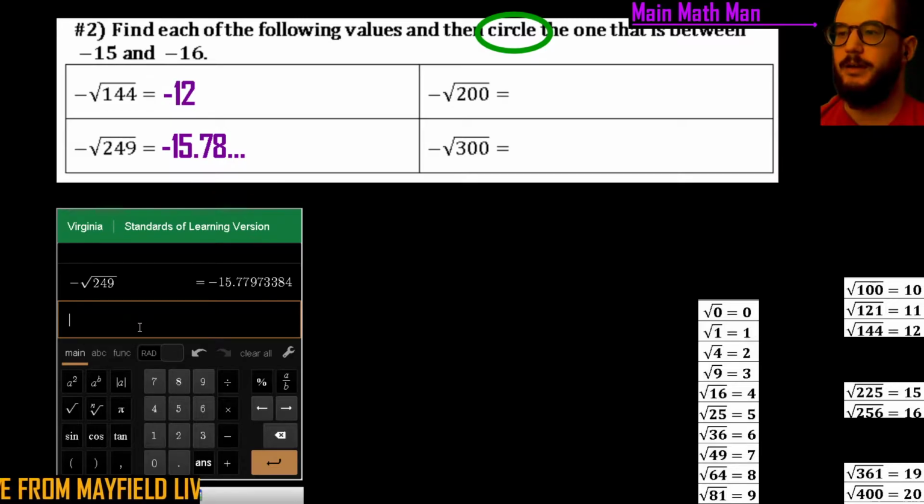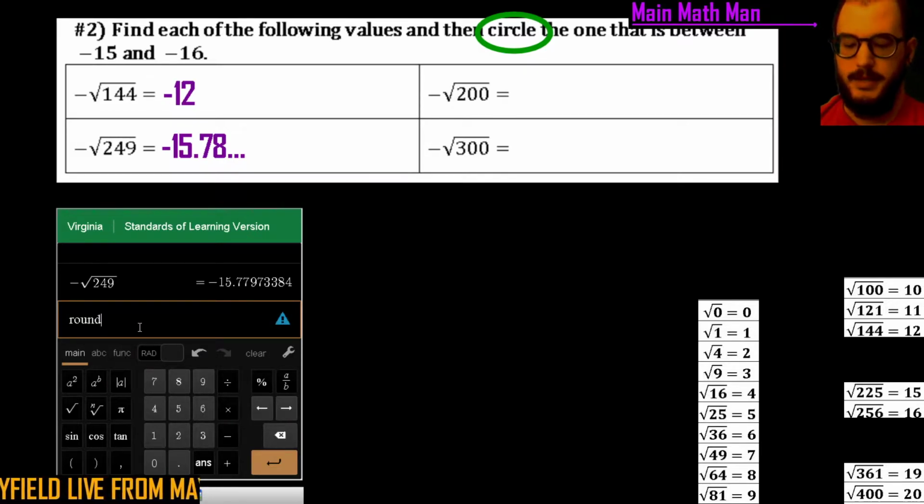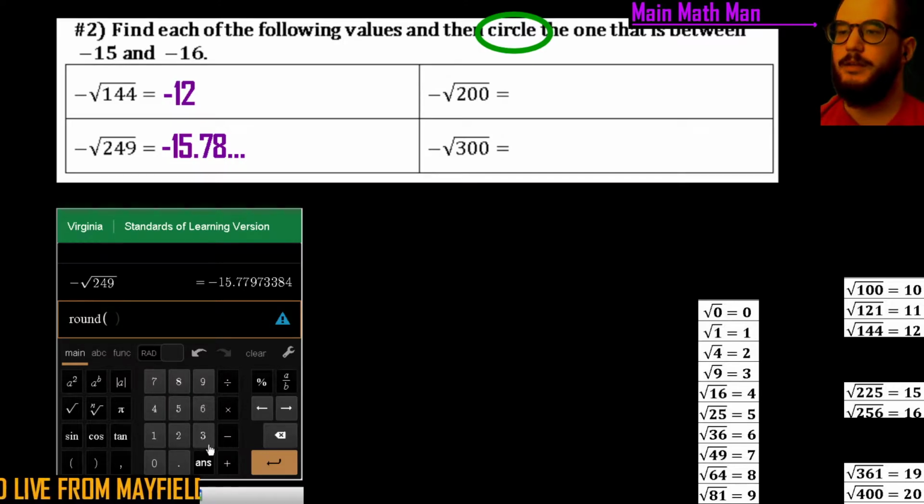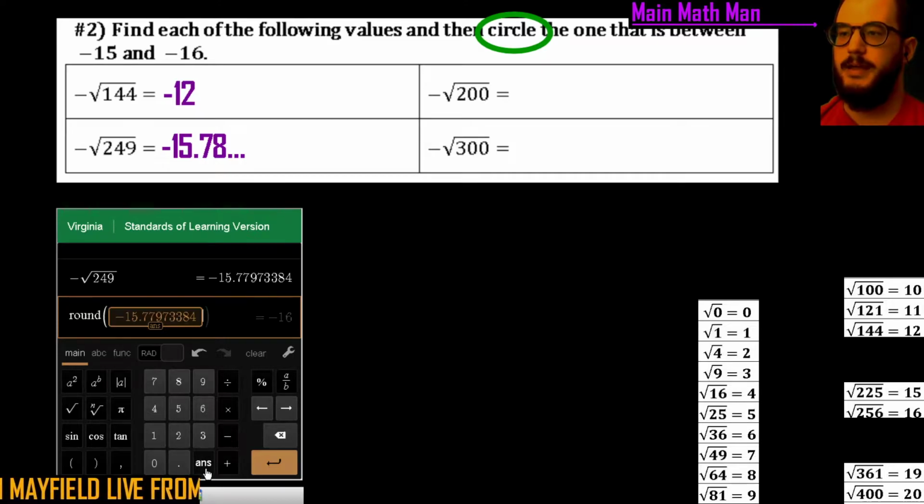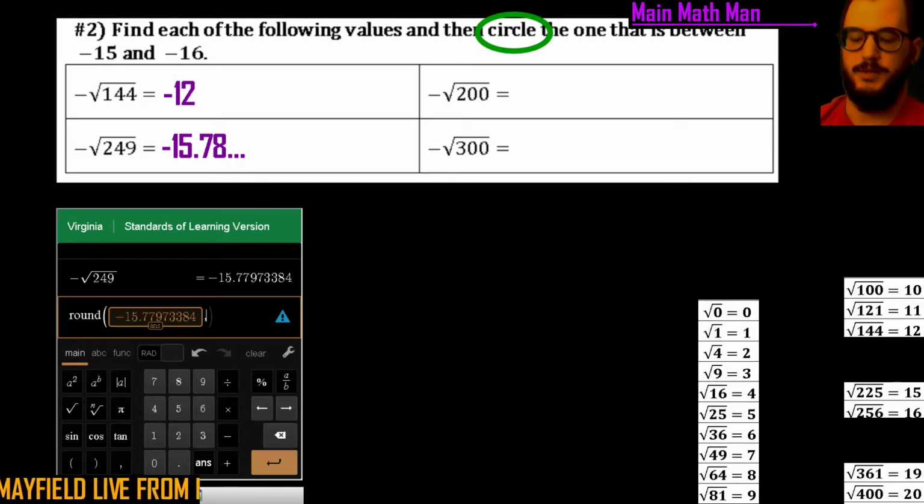So anytime you want to round, you want to say round, and let's say parentheses. You can use that ANS button that pulls the previous answer here. So I said my answer, and I hit a comma, because it's asking, how many decimal places do you need to have? Well, I want to go to the second decimal place because I'm talking about the hundredths. And so now it has my answer nice and rounded for ourselves.